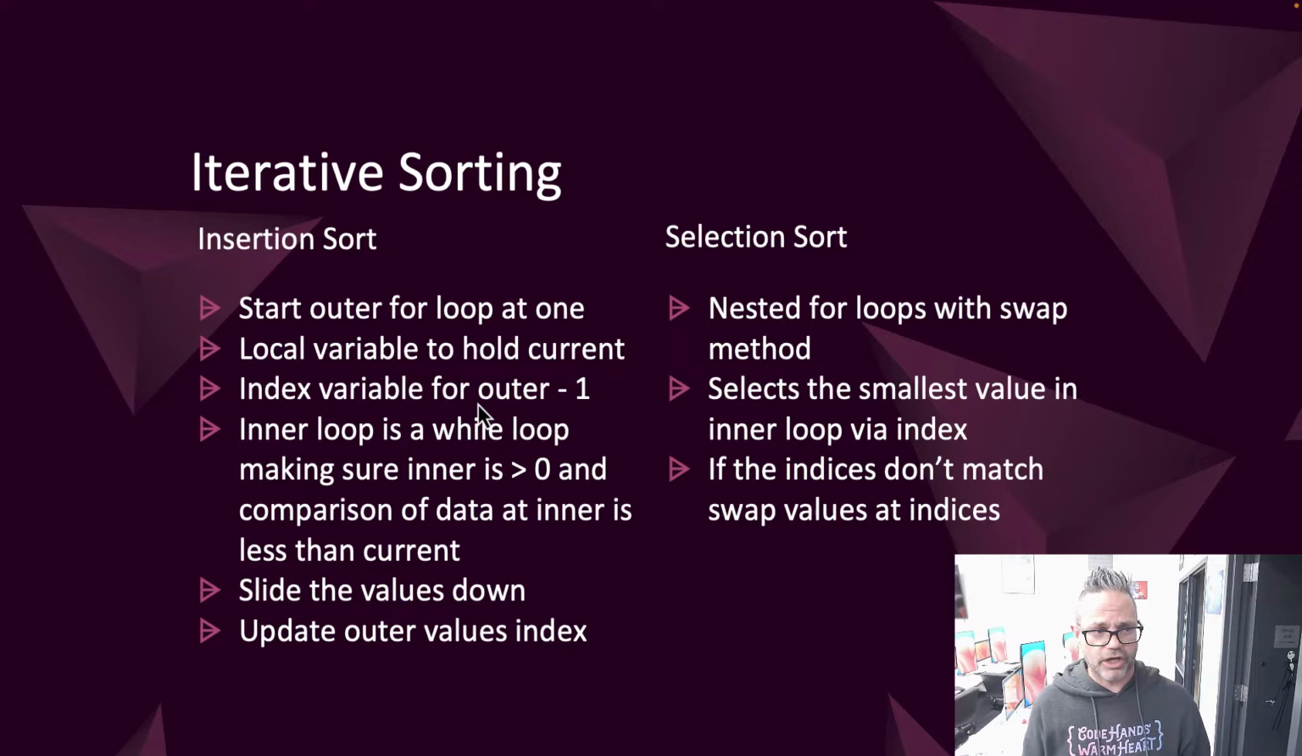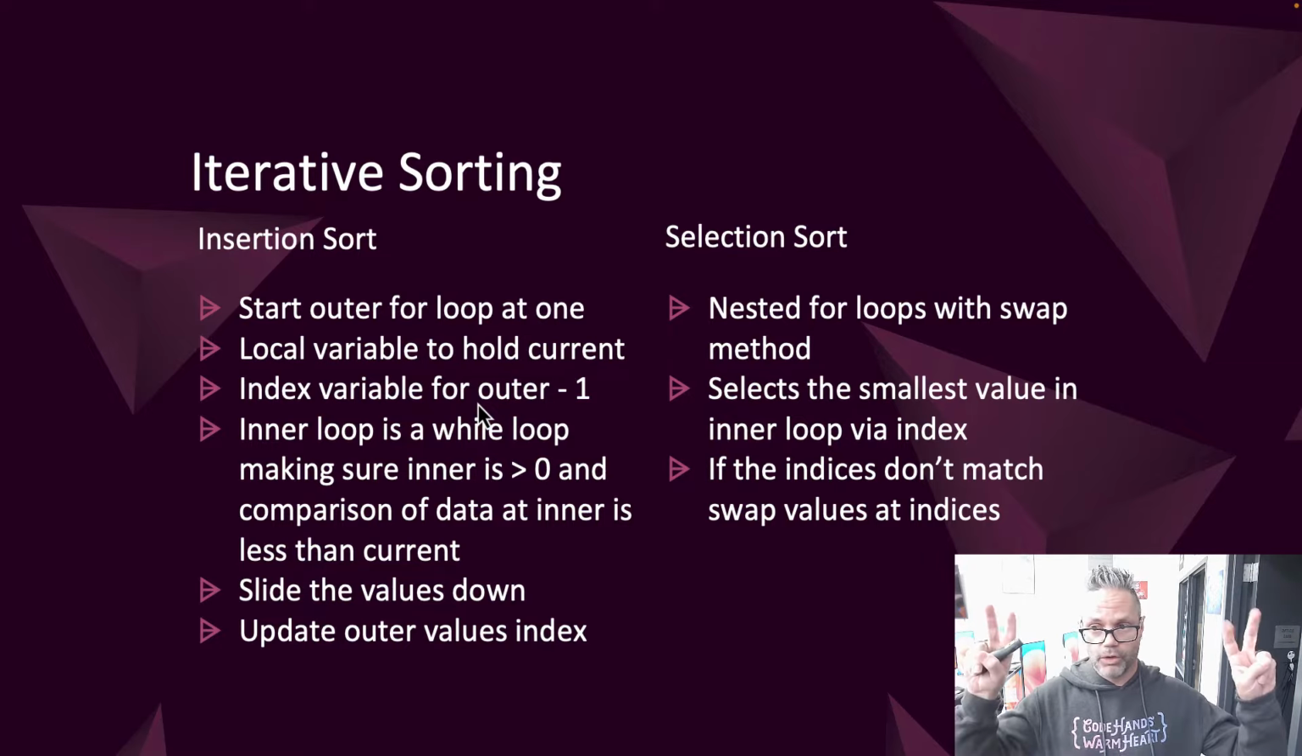On the insertion sort, you're going to have to start the outer loop at 1. The local variable is going to hold the current value. The index variable for the inner loop is the outer loop index minus 1. The inner loop is going to be a while loop, making sure the inner index is greater than or equal to 0, and its comparison of the data that's at that inner index is greater than the current value. And then we'll slide the values over as we go through that loop, and this updates the outer values index. It's the quote-unquote faster of the iterative sorts.